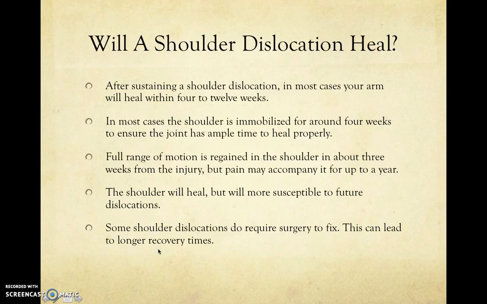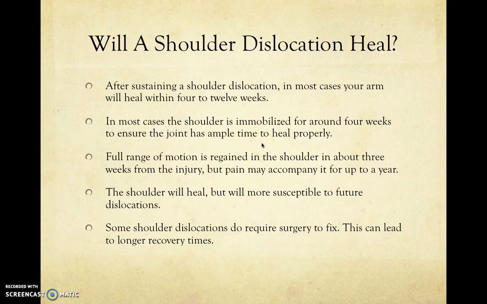All right, so shoulder. Will it ever heal? So after sustaining a shoulder dislocation, in most cases your arm will heal within 4 to 12 weeks. But everyone is different, so this is not set in stone. In most cases, the shoulder joint is immobilized for around 4 weeks.